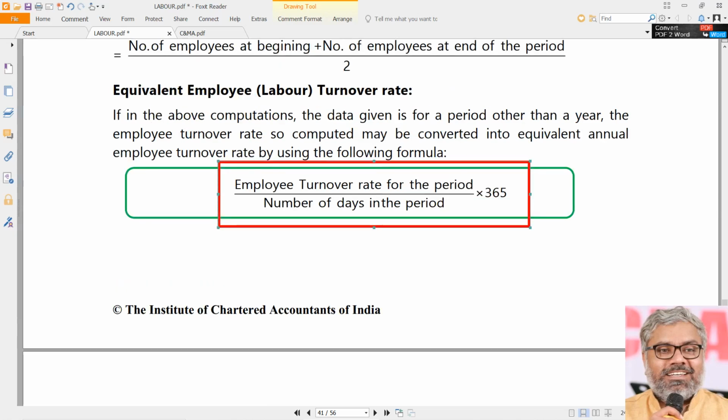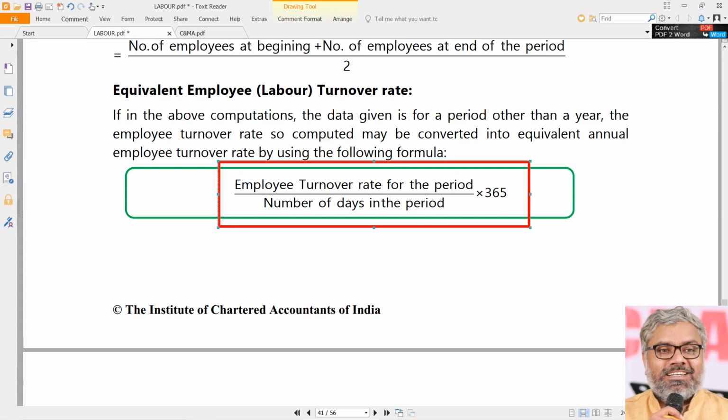Whatever this period may be. For example, in a 6 months period, if employee turnover is this much, how much will it be for a full year? So number of days in that period in the denominator, employee turnover in the numerator, multiplied with 365. Sir, what if we are calculating employee turnover for a year only? Then we don't need to do this. It doesn't make sense: 365 divided by 365. Employee turnover is employee turnover.